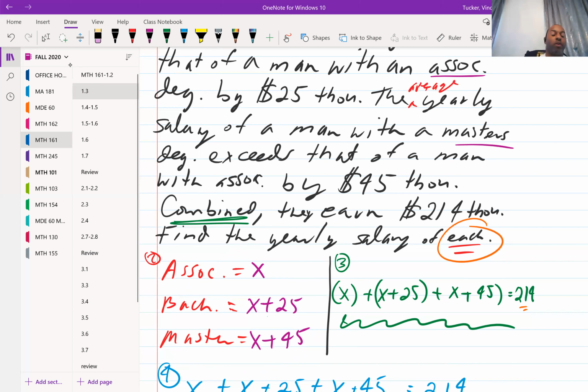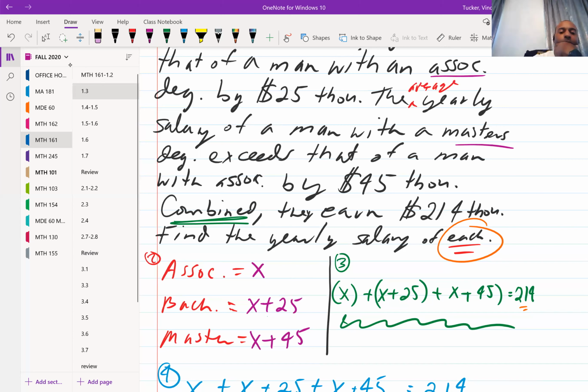If you exceed somebody or you make $25,000 more than me, then no matter what I have, it's going to be what I have plus 25,000. And we're writing it in terms of thousands, so I just dropped the thousand part. So we're doing 25. And then with the master's, the same type of relationship. It exceeds that of a man with an associate's by 45,000. So that's how we got those representations of our unknowns.